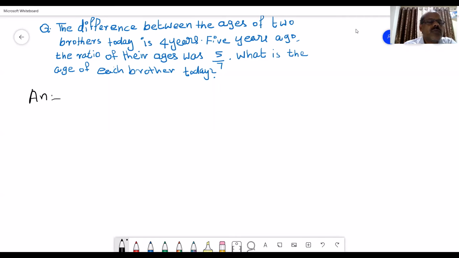Today we are going to consider a question in linear equations in one variable, as per the NCERT syllabus in 8th standard class.